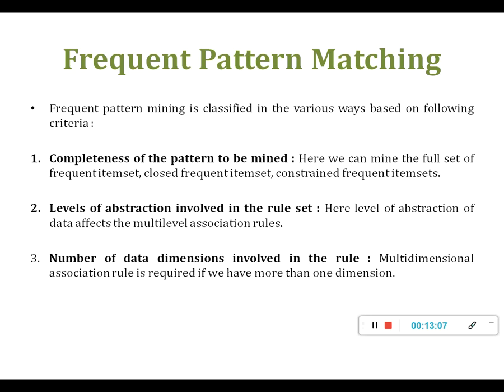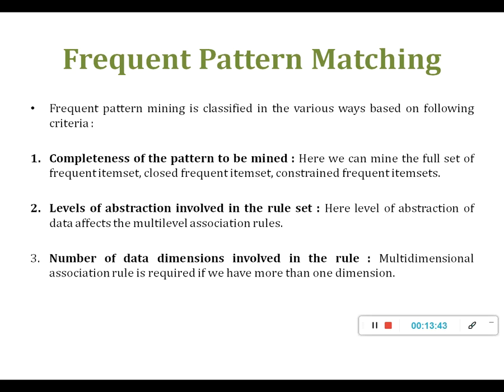The level of abstraction involved in the rule set. Which level of abstraction are we putting there? The level of abstraction of the data affects the multi-level association rules. Definitely it is going to be at multiple levels if our database or data set is very large. In that case we have to prepare a hierarchy, some levels of abstraction, and that abstraction level will affect the multi-level association rules.